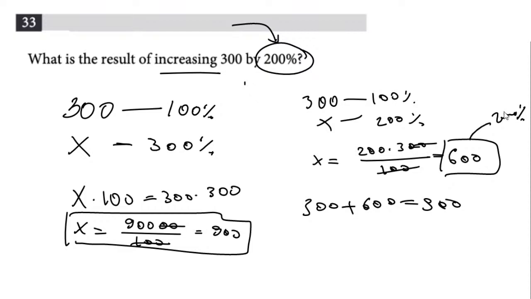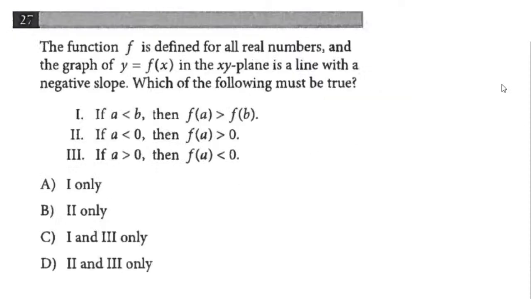Okay, there is a function f defined for all real numbers, and y equals f(x) in the xy-plane is a line with a negative slope. Which of the following must be true?